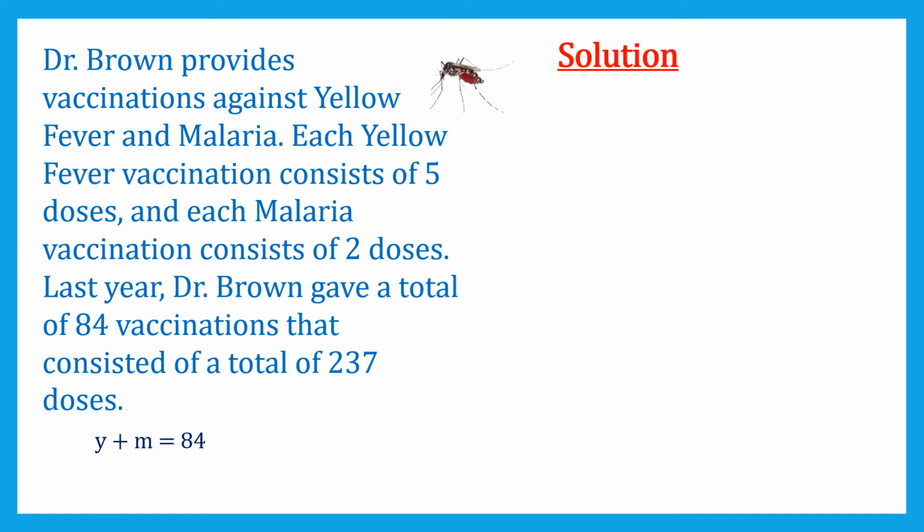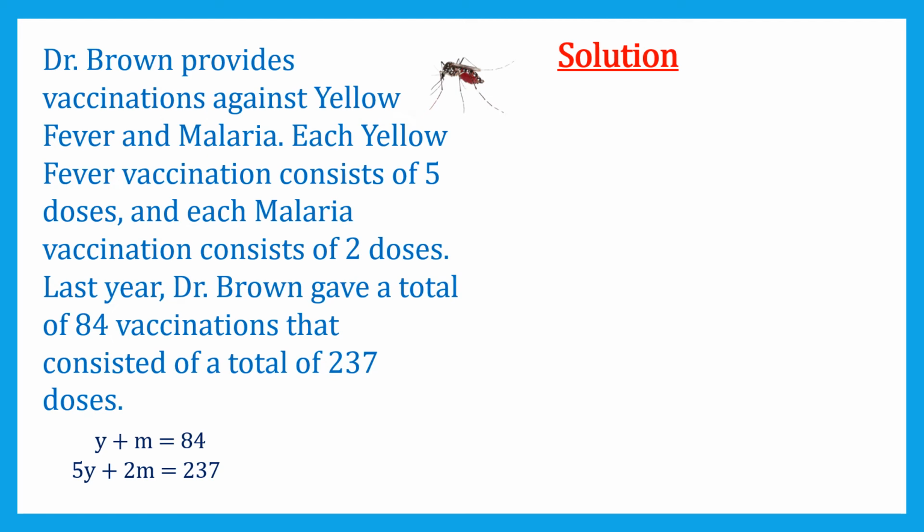For my second equation, I'm going to focus on the number of doses. We know that every yellow fever vaccination consists of 5 doses, and every malaria vaccination consists of 2 doses. So therefore, it's going to be 5 times Y and 2 times M. And we should have a total of 237. So my next equation will be 5Y plus 2M equals 237.